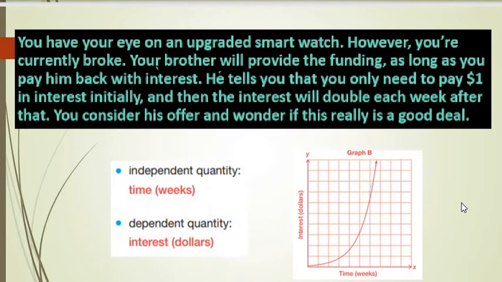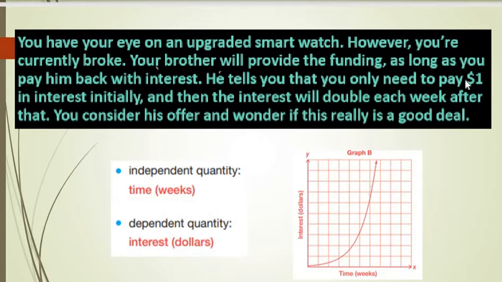In this next part, you see that the independent quantity is time and you measure it by weeks. The dependent quantity is interest and you're measuring it in dollars. And I have already uploaded this for you. And so look at this scenario thinking, is this really a good deal?